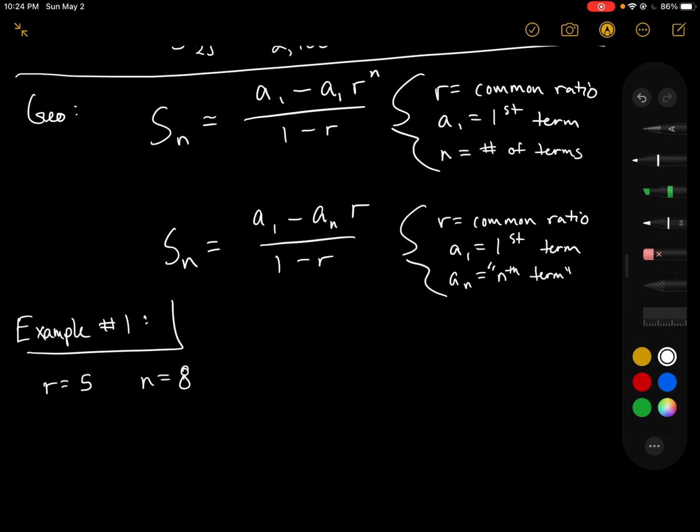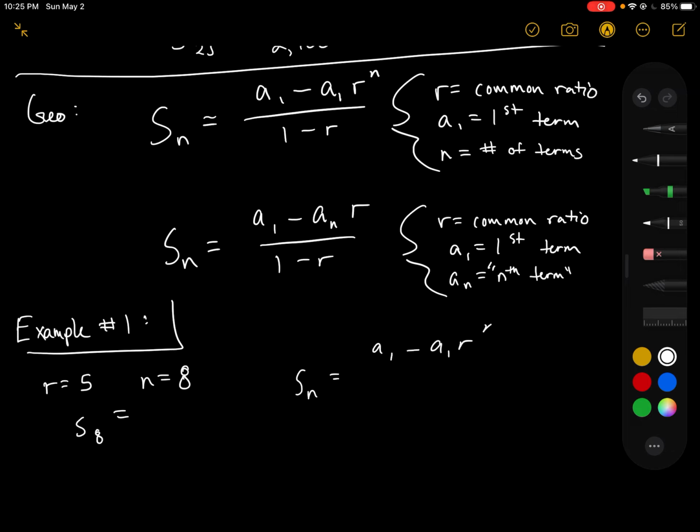Let's say here they give us that r equals 5 and that n equals 8. So, we're trying to find our 8th term in this one. And I think we're missing one thing. So let me take a quick look back and make sure that we have this full question for us here.